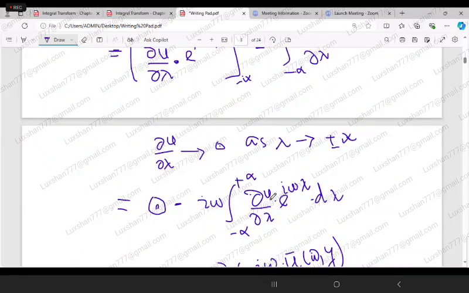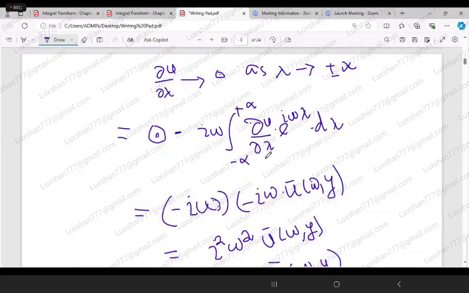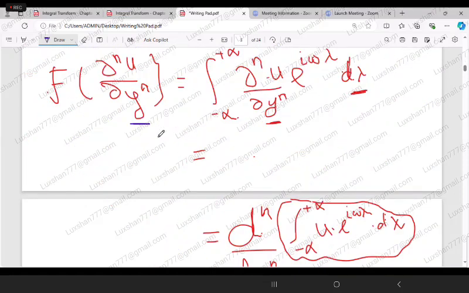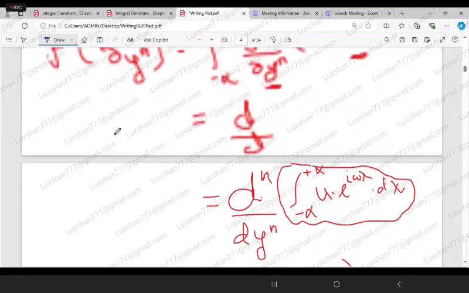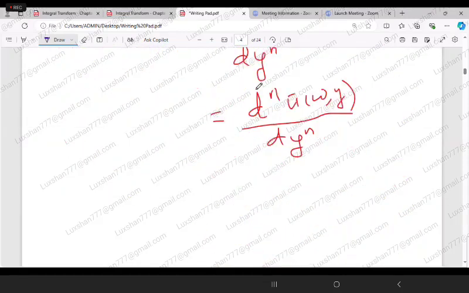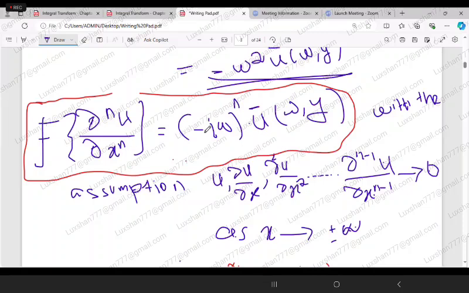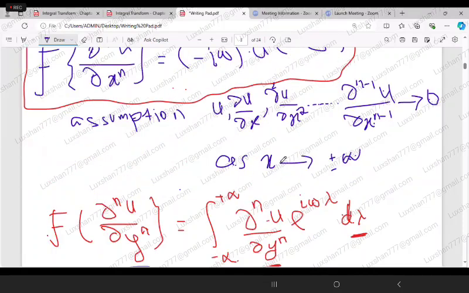Here you can't do that because the variable is lambda. Here the variable is the primary variable, and there the variable is the secondary variable. Therefore you can take it out, and any power you can take, just write it in this form. But if it is with respect to x, then you have to use this formula. Remember that this formula is also under the assumption that u, ∂u/∂x, ∂²u/∂x², all tend to 0 as x tends to plus or minus infinity.